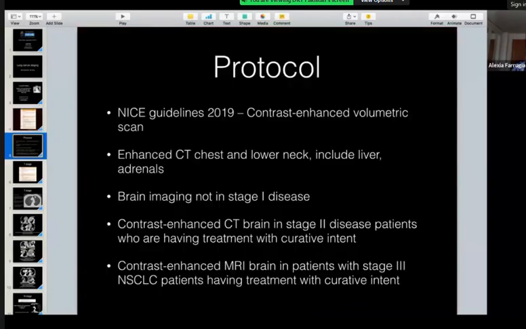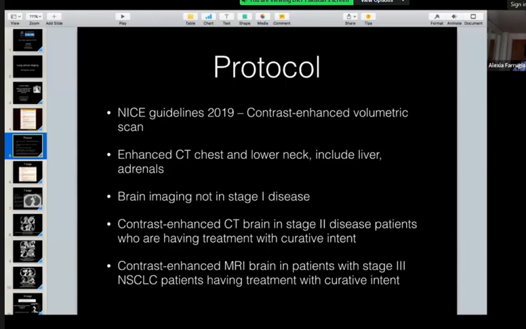So the protocol when performing a lung cancer staging scan is a contrast-enhanced volumetric scan as outlined by the NICE guidelines back in 2019. And it includes an enhanced CT chest and lower neck to include the supraclavicular regions. And it extends inferiorly beneath the diaphragm to include the liver and also the adrenals, which are important sites of potential metastatic deposits. In stage 1 disease, we do not perform any brain imaging.